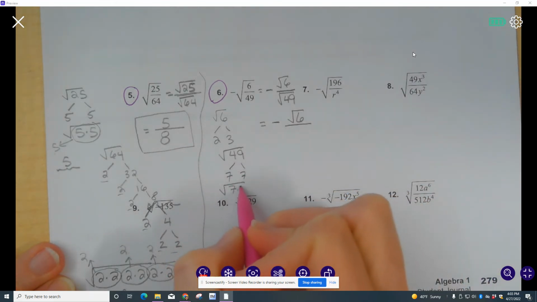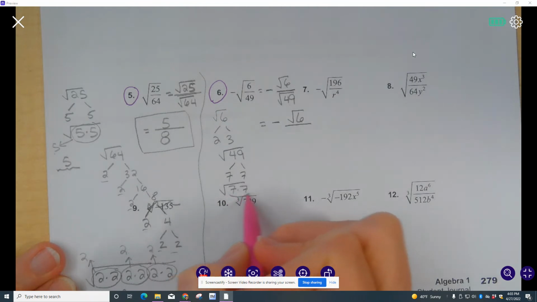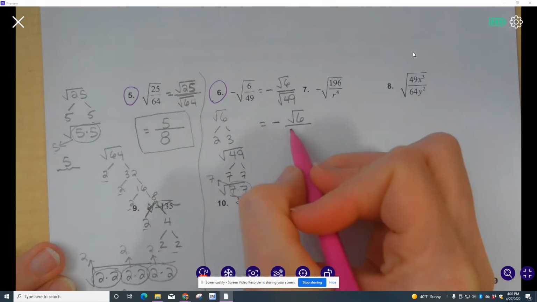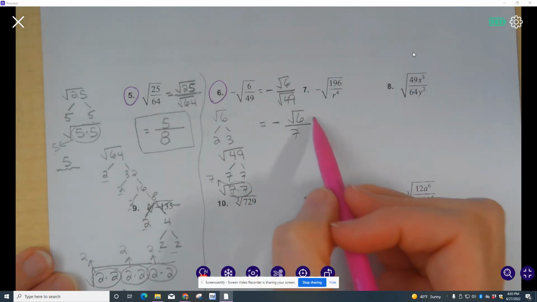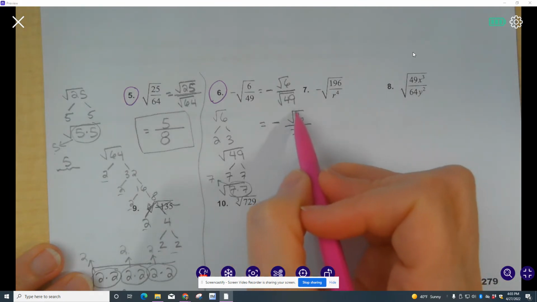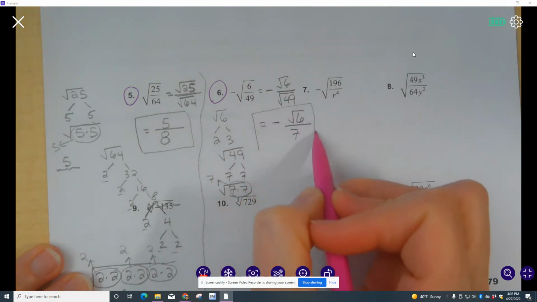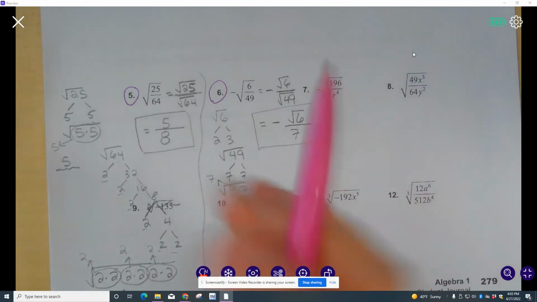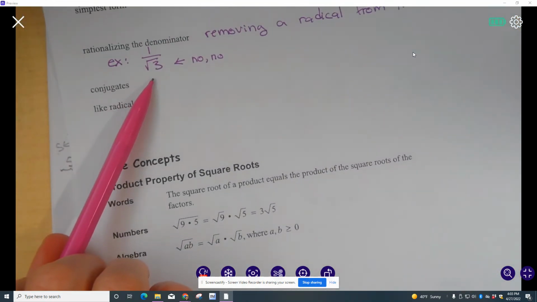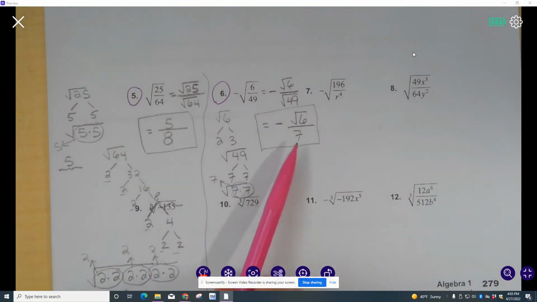So even if you started the tree, you would quickly get to 7 times 7. So 7 and 7 in jail together. 1 7 is going to break out. Square root of 49 is 7. So this is simplified. I don't have a square root in the denominator. I have one in the numerator, but that's okay. The rule says no square roots in the denominator, in the bottom of the fraction, which I don't. So that is okay where I have that one.